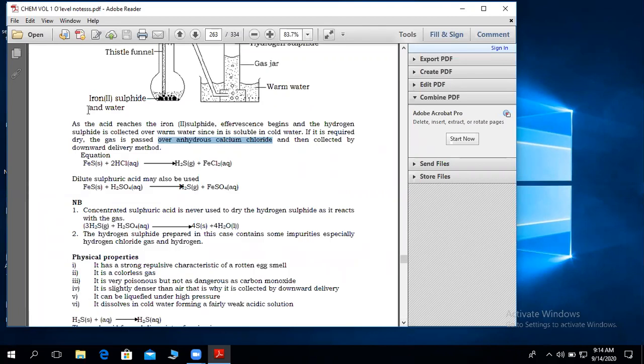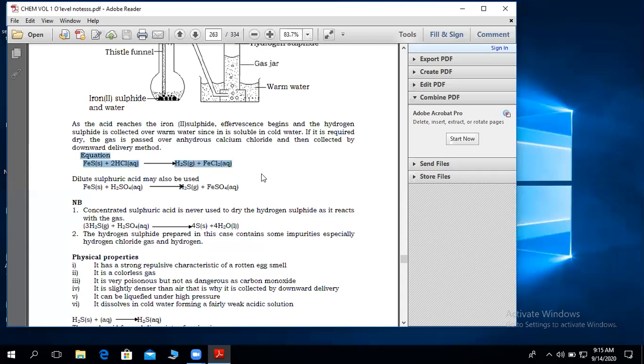Now, this is the equation for preparation of hydrogen sulfide gas. We have iron 2 sulfide. We are adding hydrochloric acid and we form hydrogen sulfide gas plus iron 2 chloride.